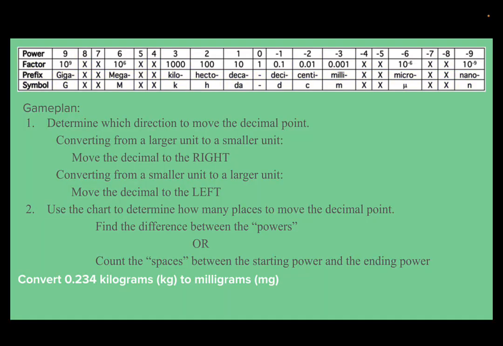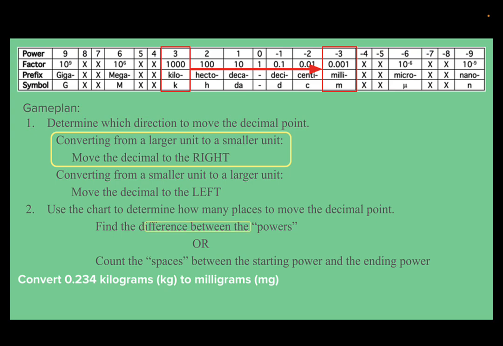Let's look at an example and follow this game plan for how to use the table to solve the problem. Convert 0.234 kilograms to milligrams. First, we want to determine which direction to move the decimal point. Start by finding the given unit on the table. Look, kilo is right here. Now find the new unit on the table. Look, milli is right here. We are converting from a larger unit to a smaller unit, so we are going to move the decimal place to the right.